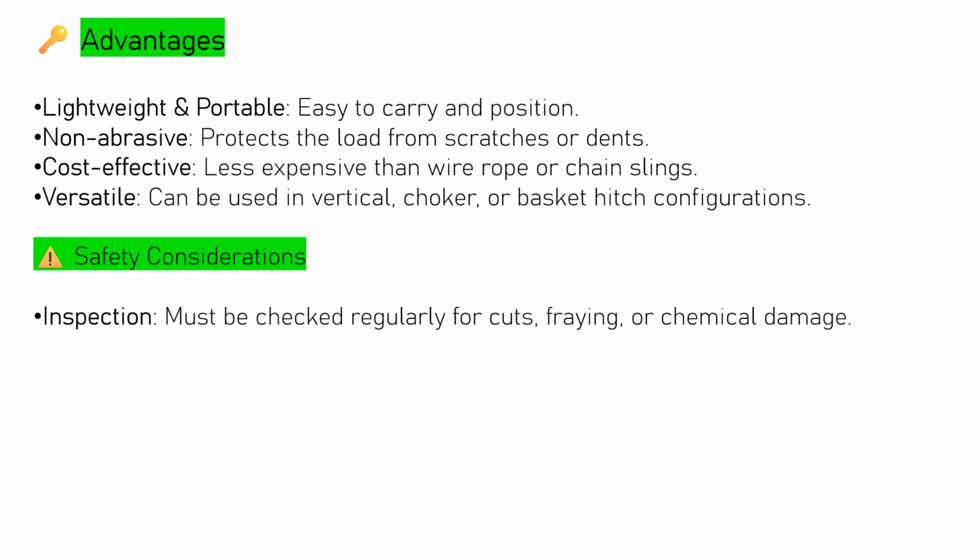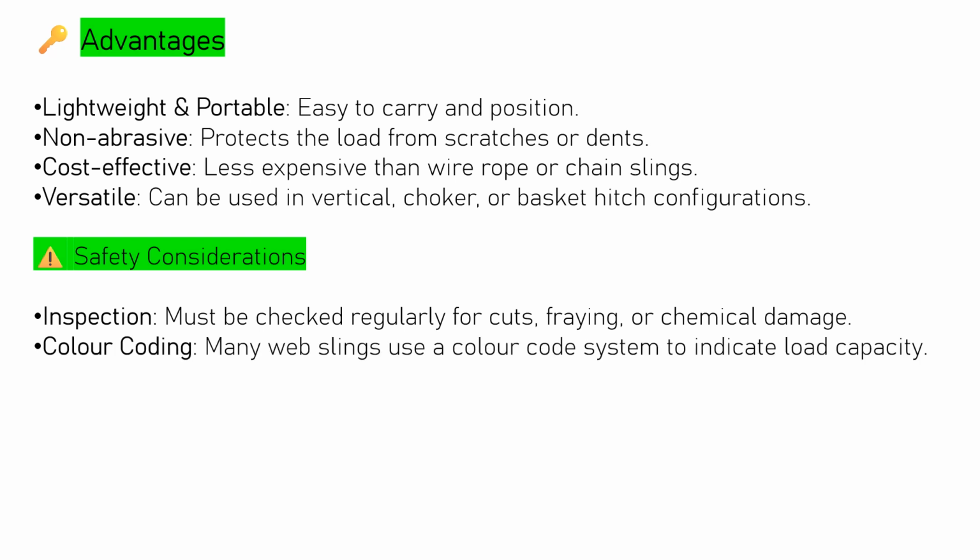Safety considerations: before use, we need to check regularly for cuts, fraying or chemical damage. You have to inspect visually for any cuts, fraying, wear or damage. Next, we have to check the color coding. Many industries follow this standard color coding system. The sling has a seal or tag number, and they may paint the current color. So we have to check the color coding. If the color coding does not match the current year, you have to inform the supervisor and take proper safety measures.